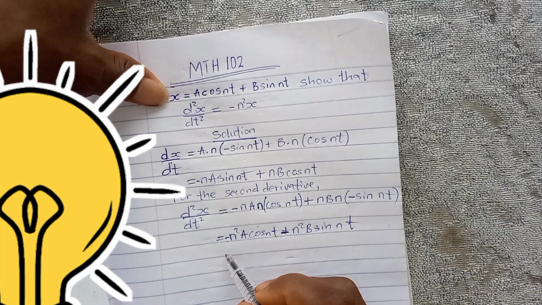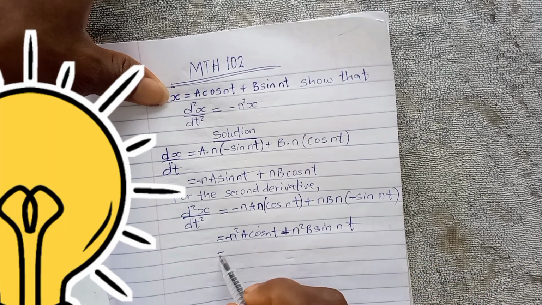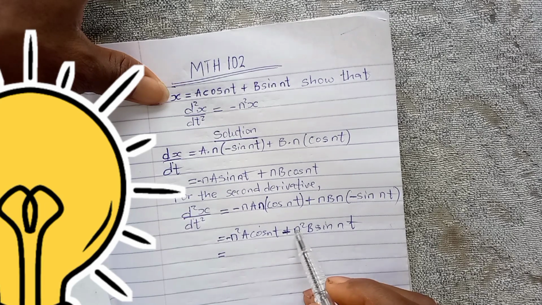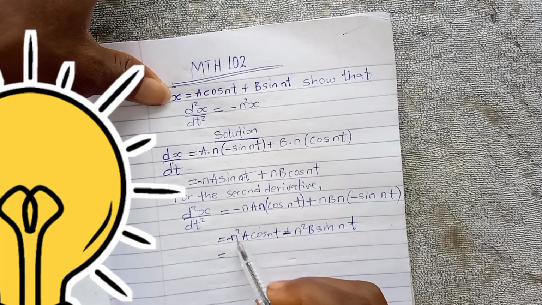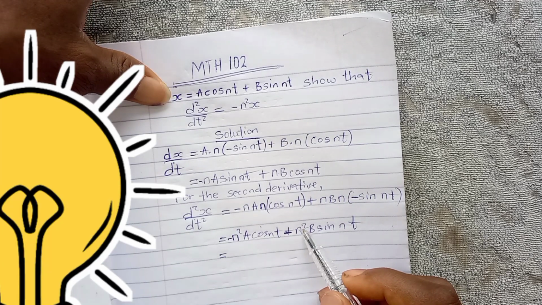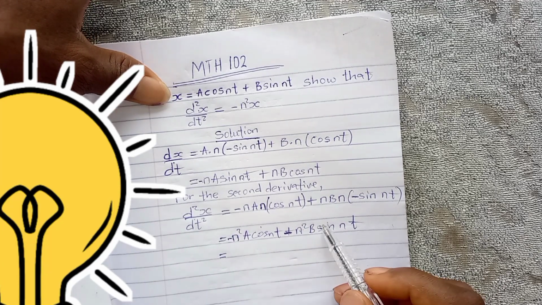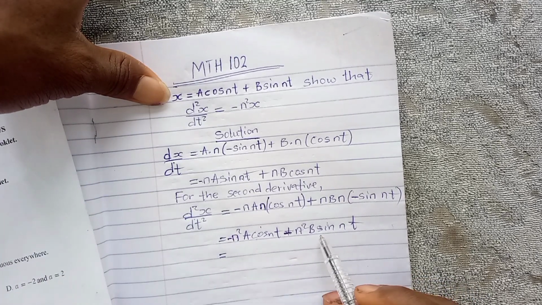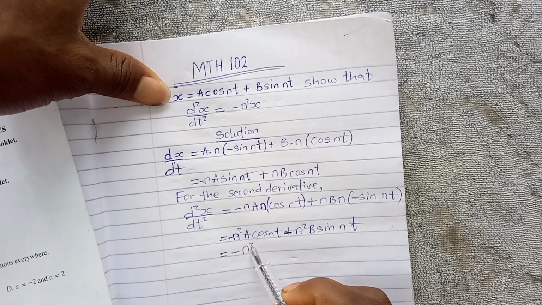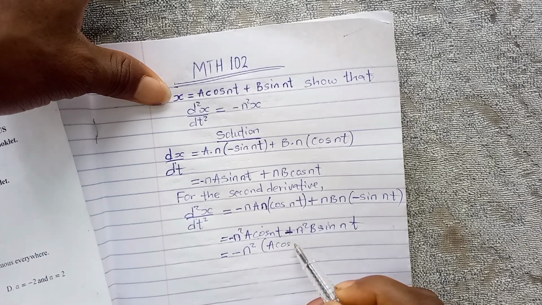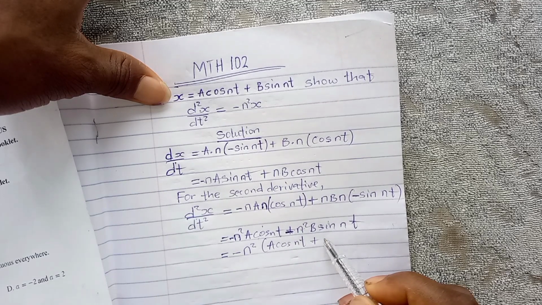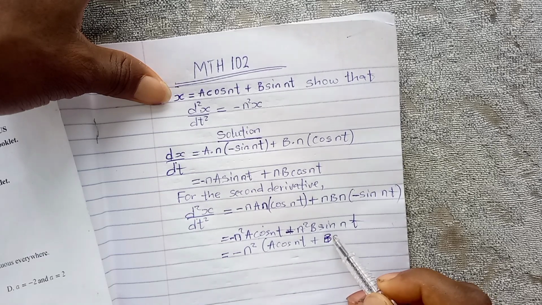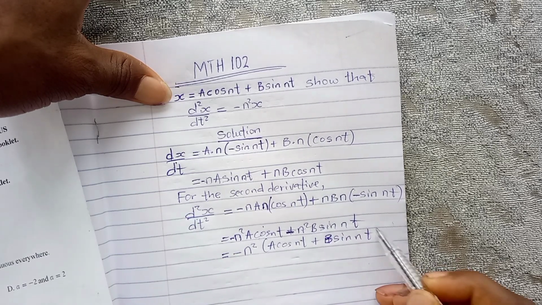On getting here, you check if there is any term that can be factored out. We have negative n squared and negative n squared. Both of the terms have negative n squared in common. So you factorize it out, which will give you a cos nt plus b sine nt.